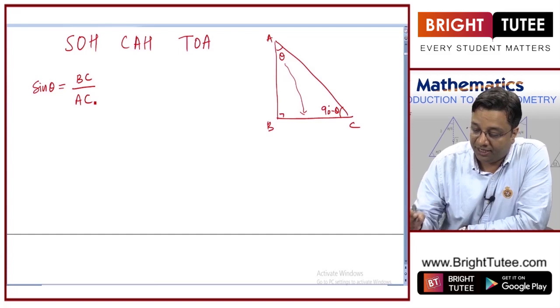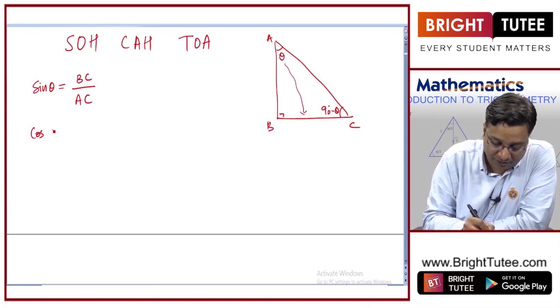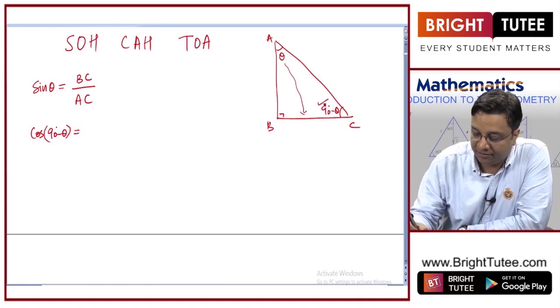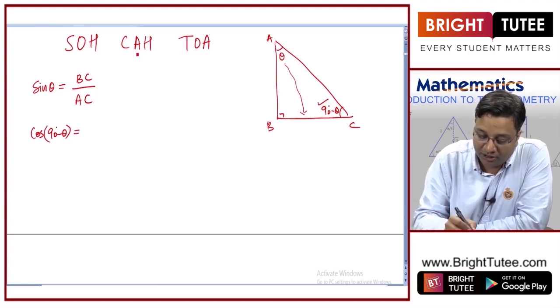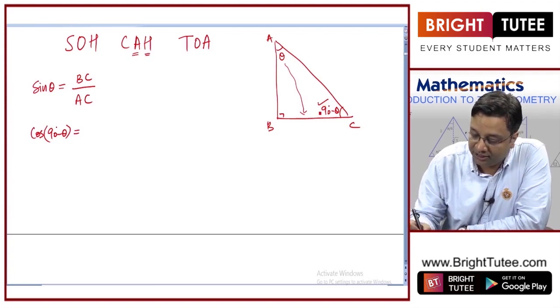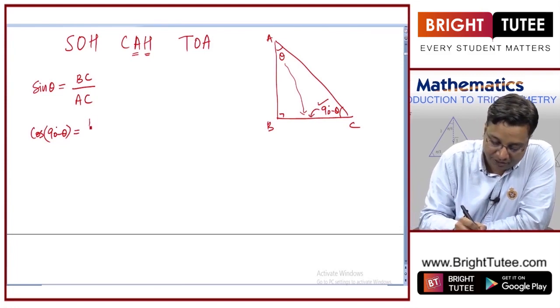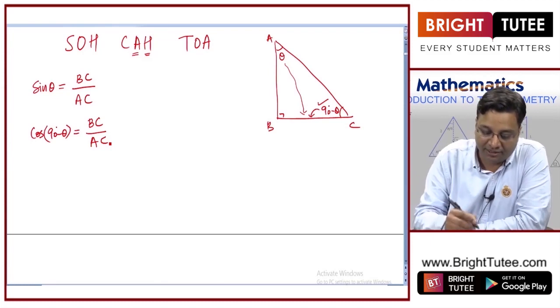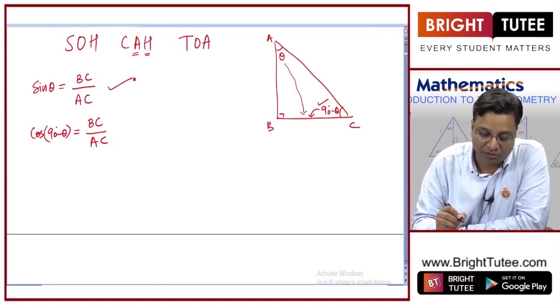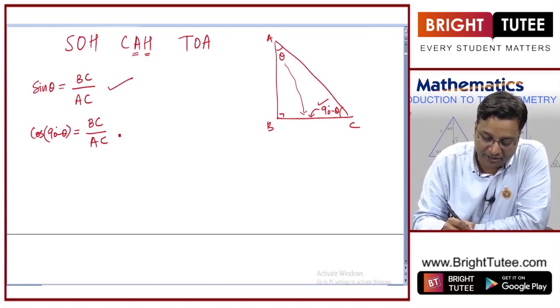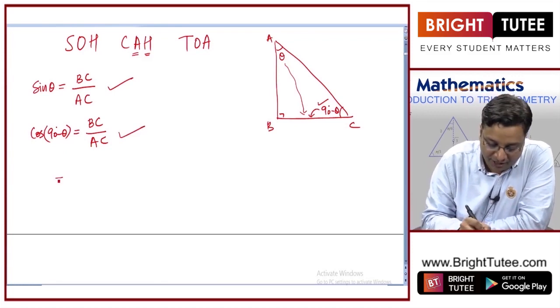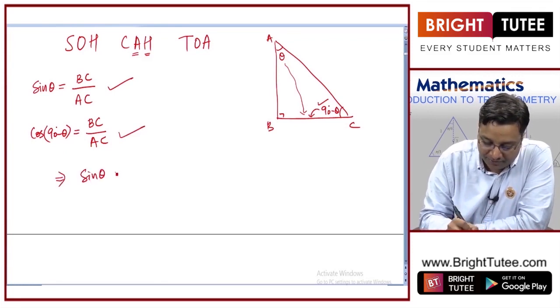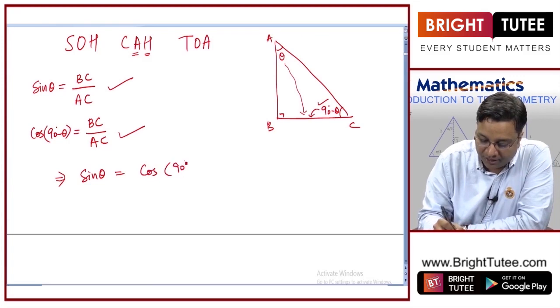But if I ask you what is cos 90 minus theta, this is angle 90 minus theta. So cos is adjacent upon hypotenuse. What is the adjacent side? Side BC. So you will say BC upon hypotenuse AC. But if you notice carefully, sin theta was also BC by AC and cos 90 minus theta is also BC by AC. Hence we can say sin theta is equal to cos 90 minus theta, right?